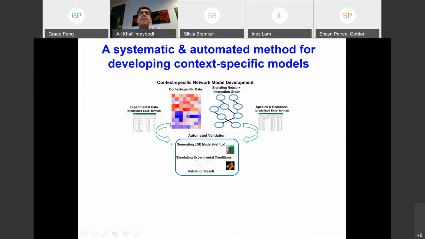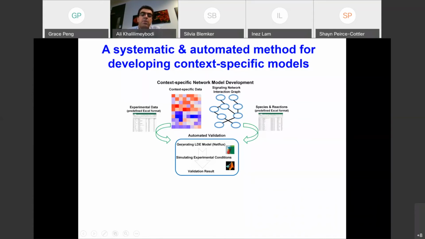So we actually have a hybrid network inference, where we use a prior knowledge network and new perturbation data to obtain the context-specific model. Based on the reaction formulas and also the data, we use the NetFlux software that we developed in our lab to generate the logic-based ODE model. Based on the automatically generated model, we simulate all of the experimental conditions in our context-specific data. And finally, we obtain, for example, the validation percentage of the overall model for this network and this type of data.